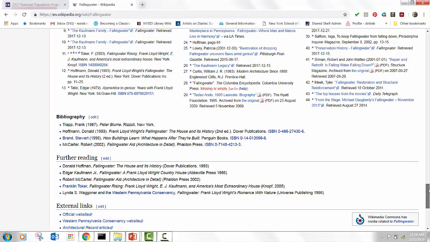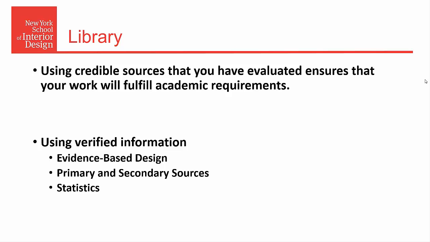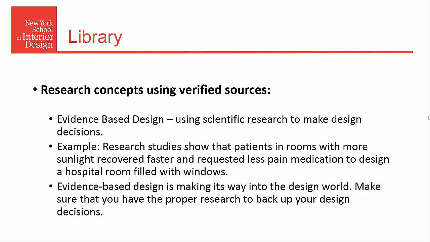Double-checking facts by finding corresponding information from other credible sources is an excellent way to evaluate if the data you are using is reliable. Using credible sources that you have evaluated ensures that your work will fulfill academic requirements. Next, we will look at 3 ways to use verified information. We will look at evidence-based design, which is using research when you're making your design decisions. We will look at the difference between primary and secondary sources. We will look at how to find and utilize proper statistics.